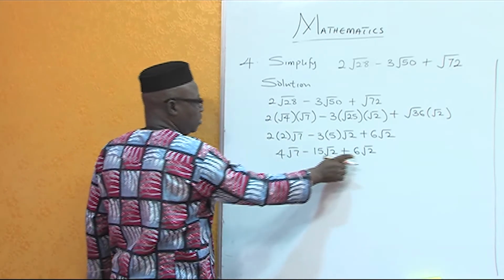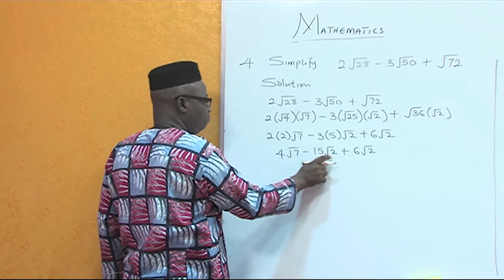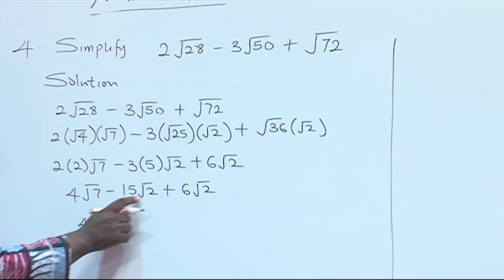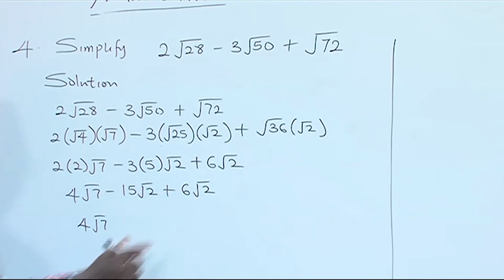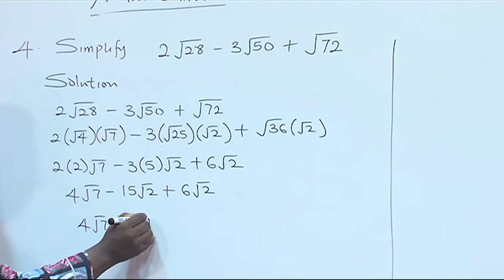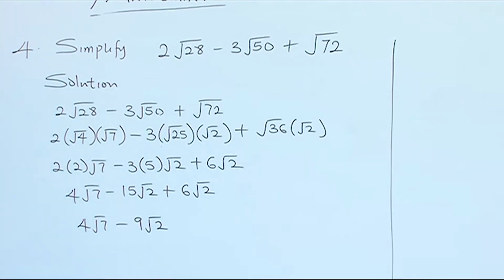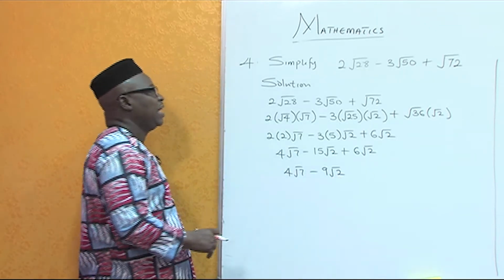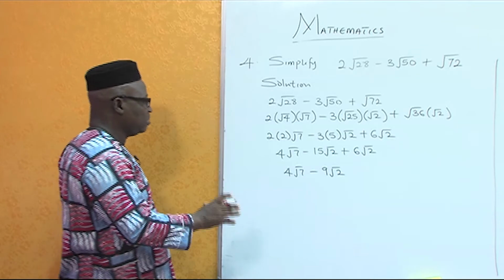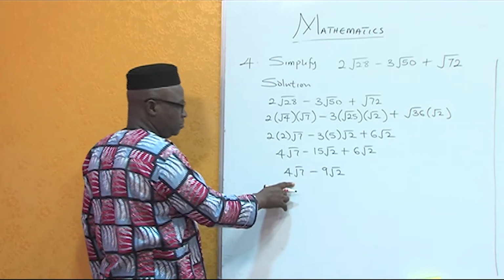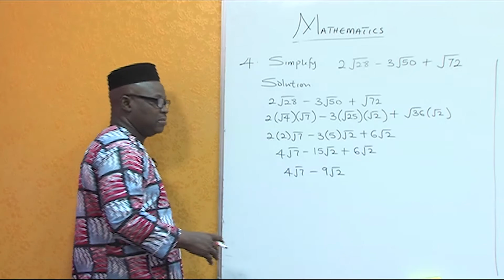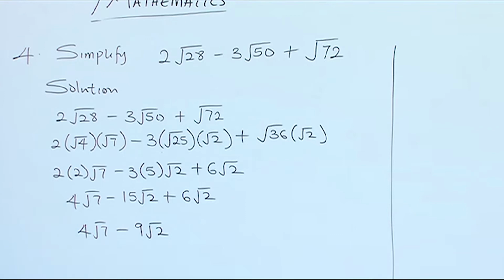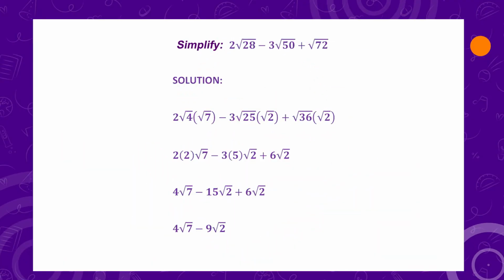We have similar surds here. They are both in root 2. So this is 4 root 7 minus 15 root 2 plus 6 root 2, which will be minus 9 root 2. So at this point, this is root 7 and this is root 2. They are not similar surds, so our simplification cannot go beyond this level unless we want to put it in decimal. So we are going to stop at this particular level because they are not similar surds. You can put the solution in your notebooks.